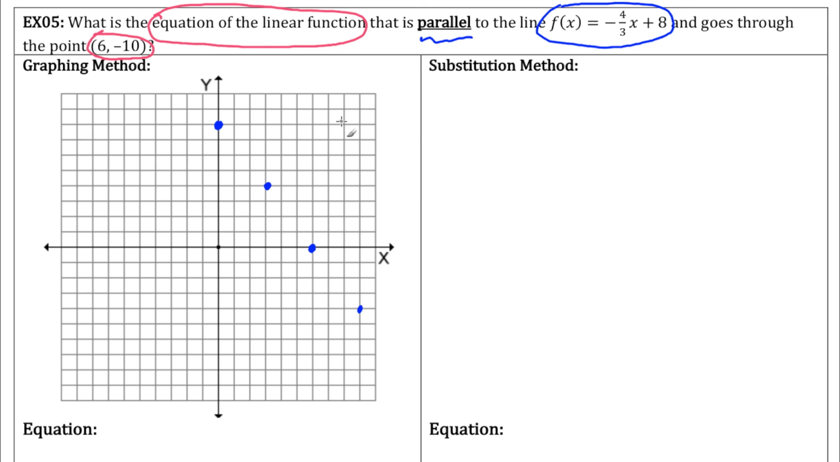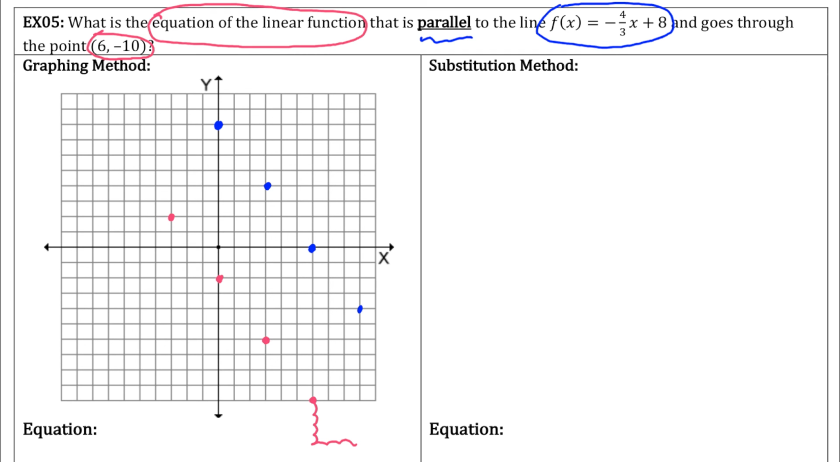And this other line is parallel. It goes through 6, negative 10. So 6, negative 10. And it's parallel, so it goes down 4. Now, I don't want to completely get this wrong, so I'm just going to go this opposite way. 1, 2, 3, 4, 1, 2, 3. Okay, cool.